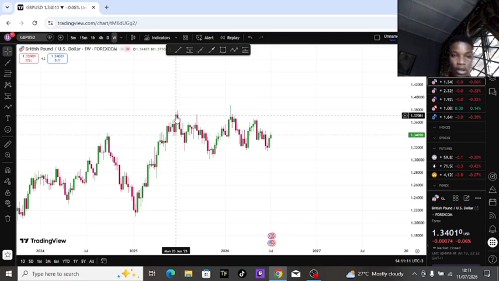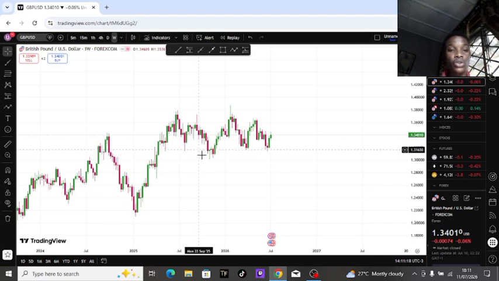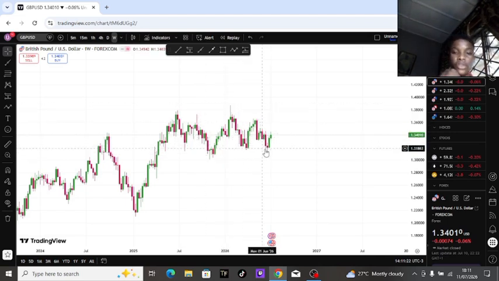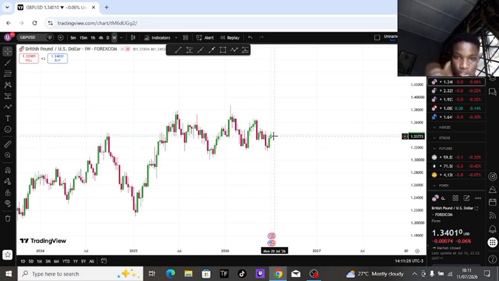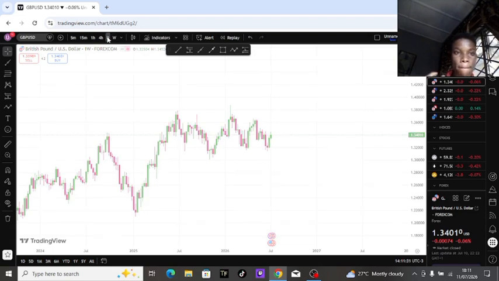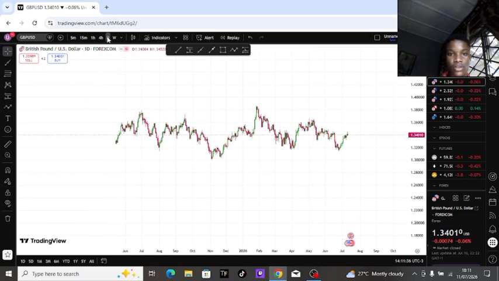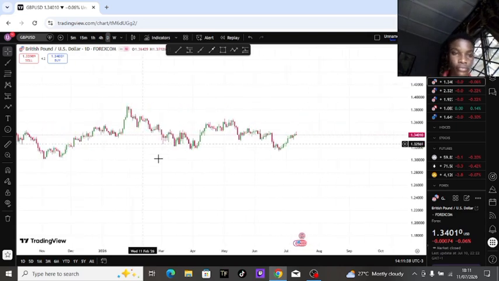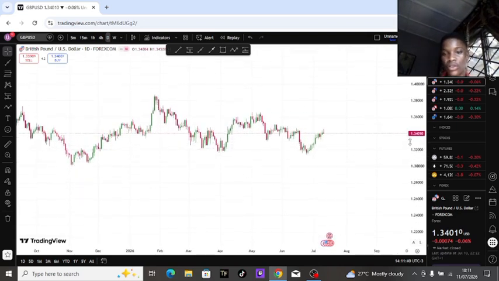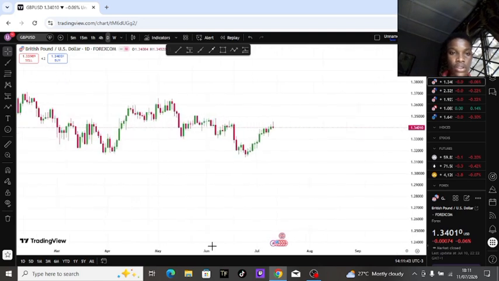Anytime we come to this level we usually drop, and anytime we come down we usually push up: drop, push up, drop, push up, drop, push up. So I think we should be longing, focus on more longing. Let's go to the daily time frame. Let's see more about GBPUSD. Okay, nothing much, still the same thing. Don't want to go far. Let's see what we can get from here.